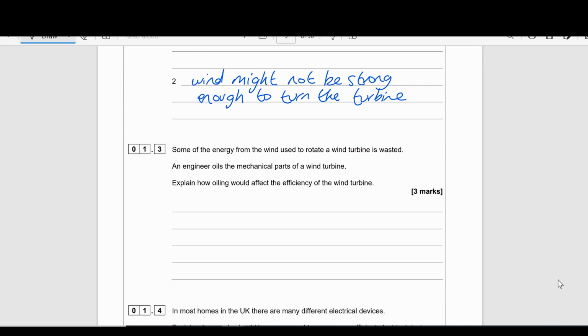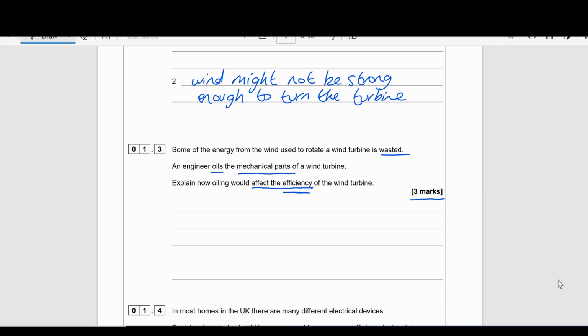1.3. Some of the energy from the wind used to rotate a wind turbine is wasted. An engineer oils the mechanical parts of a wind turbine. Explain how oiling would affect the efficiency of the wind turbine. 3 marks. So this question is about how to improve efficiency. So we've got to think about this word efficiency. This word efficiency really is to do with how useful an appliance is as transferring that input energy into the useful output energy.